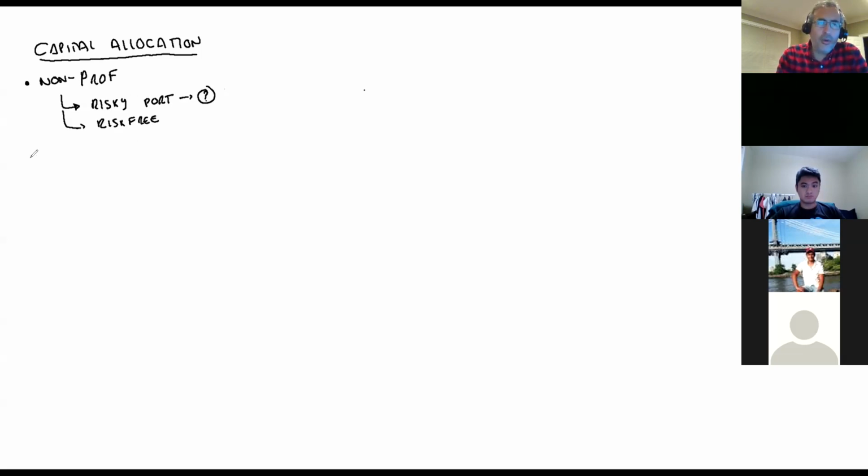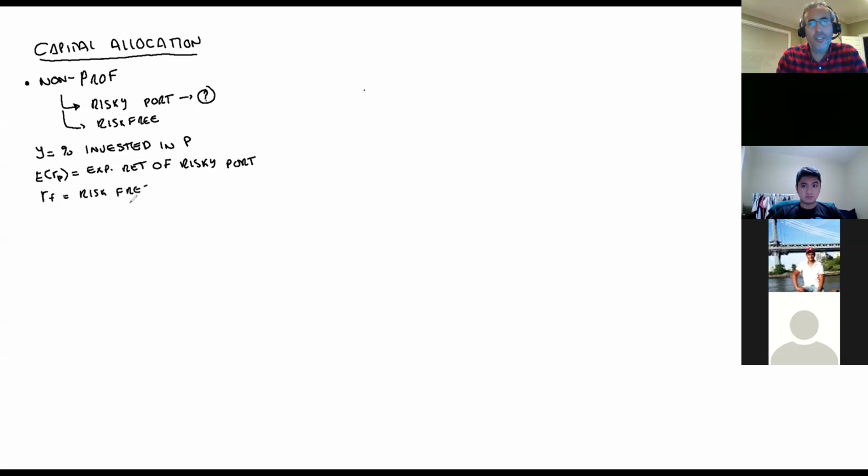So let's assume, guys, we have done some math already, but in any case, I will do this very quickly. Y is the percentage invested in the risky portfolio. Risky portfolio, we'll call it portfolio P. Then I have the expected return of my risky portfolio. We'll have my risk-free. Remember, the expectation of risk-free is exactly the risk-free because it's a constant. So this is my risk-free portfolio or asset, if you want. I think that with this, I can define everything.